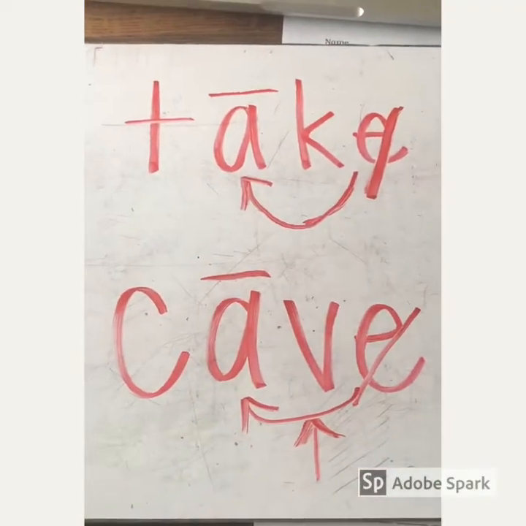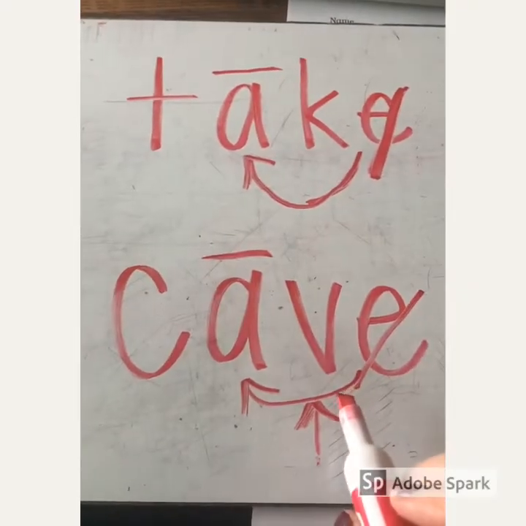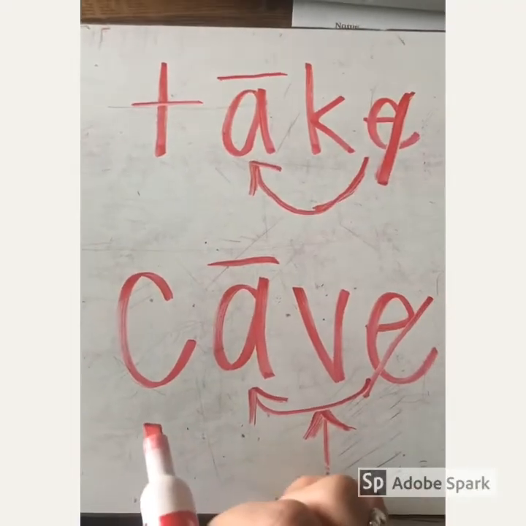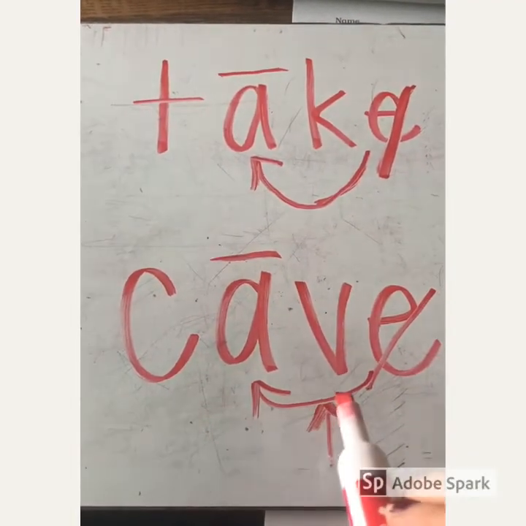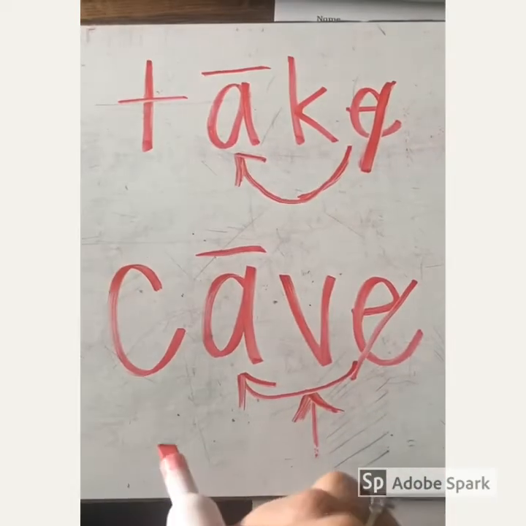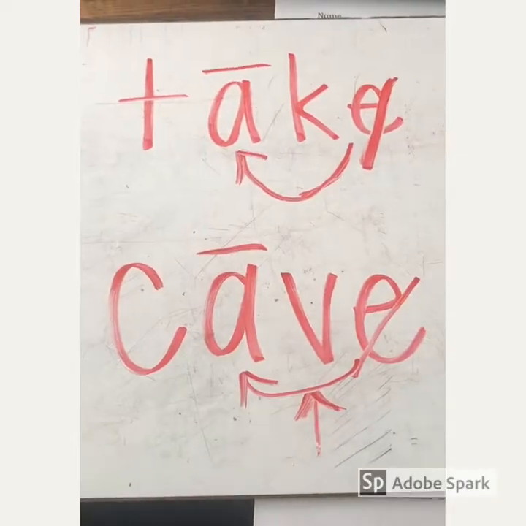Let's try to read this word. The C is still going to make its K sound, and the V is going to make a V sound. So let's try to read our word. Ready? K-A-V. K-A-V. What word did we just write? Good, we wrote the word cave.